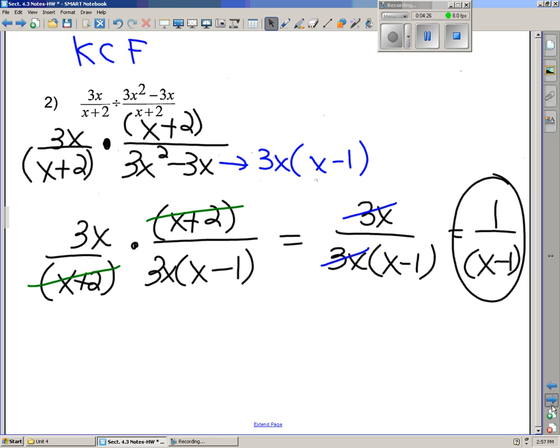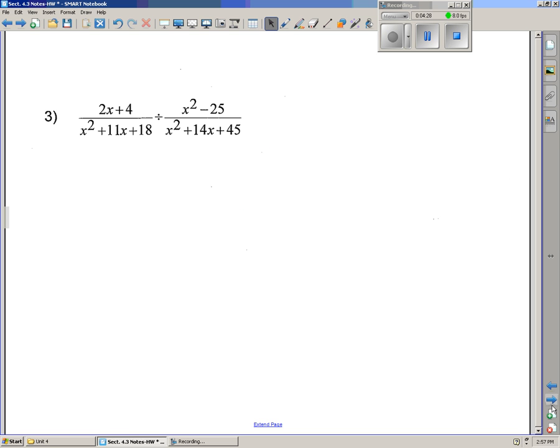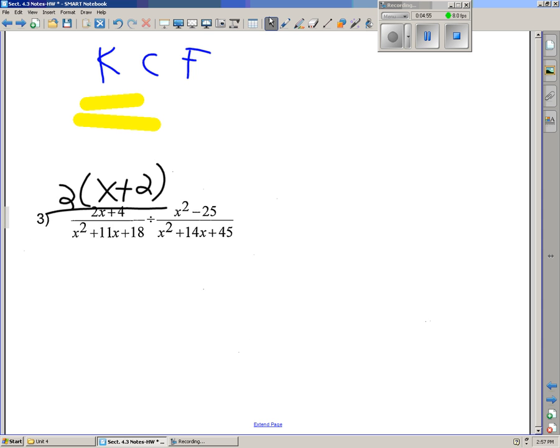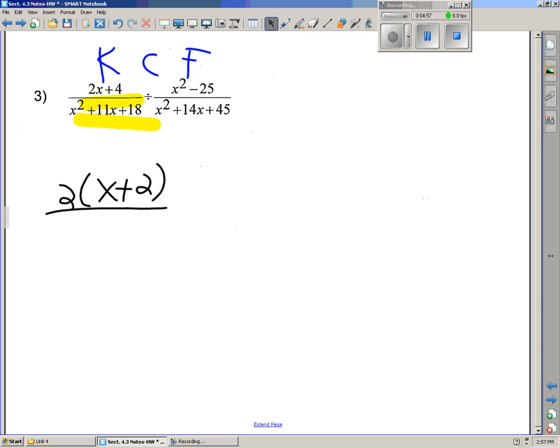Let's take a look at this next one. We know we have to keep, change, flip. So what I'm going to actually do is I'm going to sort of keep, change, flip, and factor all at once, which means if I start factoring this guy right here, it's a GCF, and I've got a 2 with an x plus 2 over. When I factor this, it's an IM, and here I know that I've got an x, whoopsie, get this back up here.